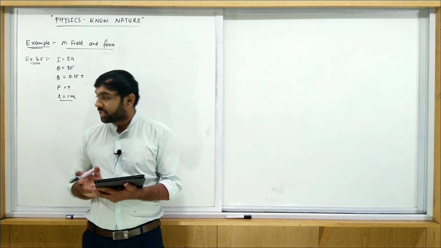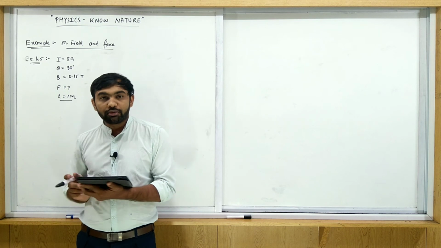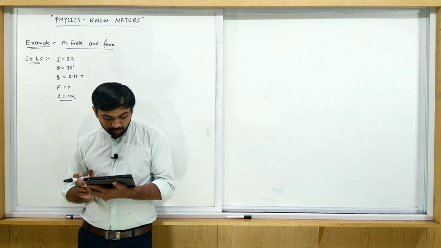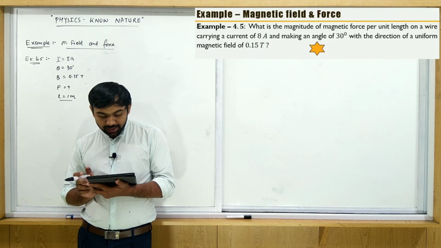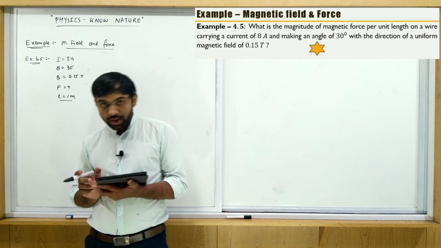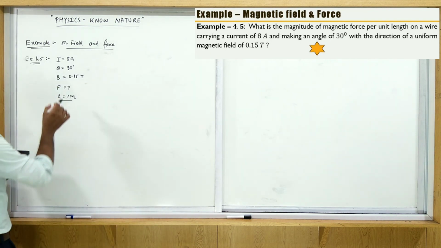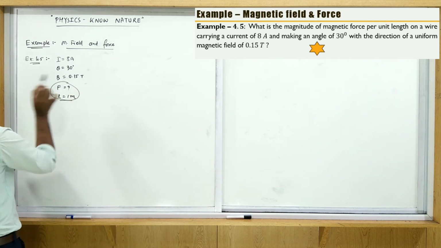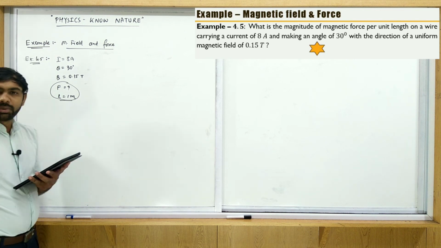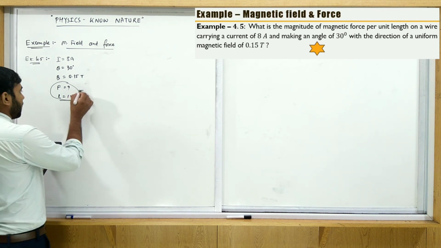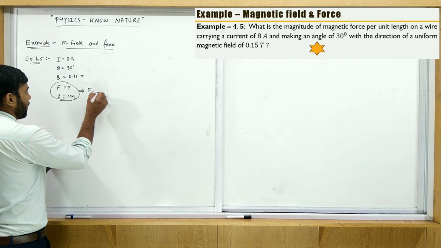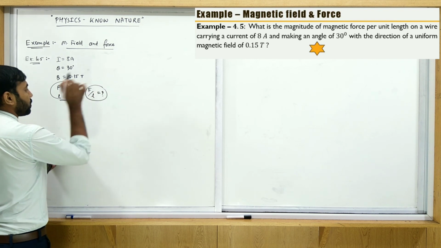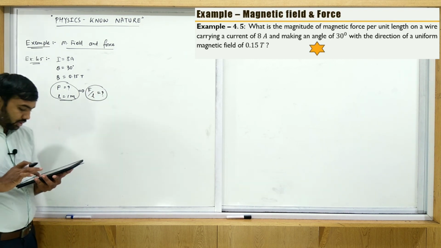Okay guys, let's come to the next example. Example number 4.5 from the textbook exercise. What is the magnitude of the magnetic force per unit length? So we have to find out the force per unit length. So force is to be found out, and L is equal to 1 meter. Means you can just find this F upon L. Actually you have to find F upon L. You can also count it like this, okay?